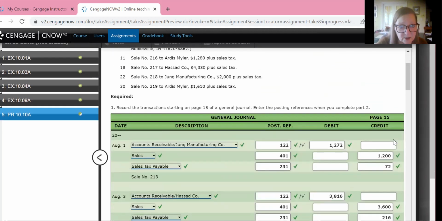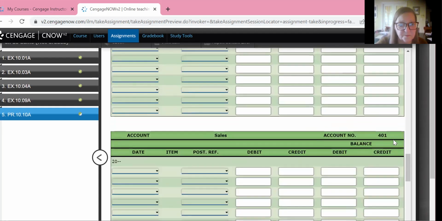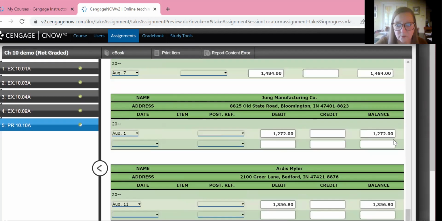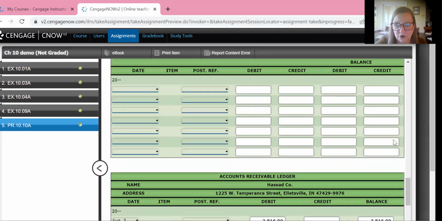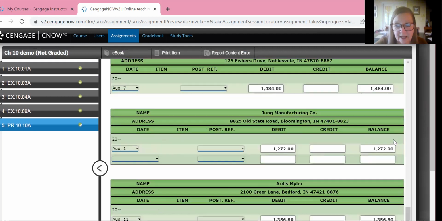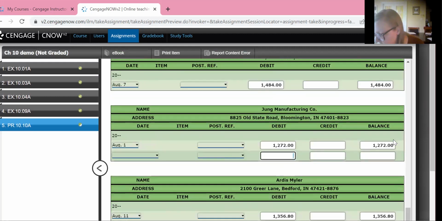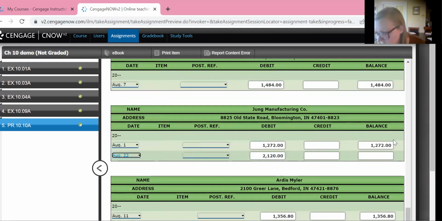On the 22nd, we got Jung for 2,000. So we're just working in the subsidiary ledger now. Where's Jung? Oh, come on, HIJ. Okay, Jung was 2120. And again, we already made one entry to Jung. So he has a balance. He owes us a 1272. We're adding another balance of 2120. So he's going to owe us the total of both of them now, 33.92. Is that right? Yep, that's good.